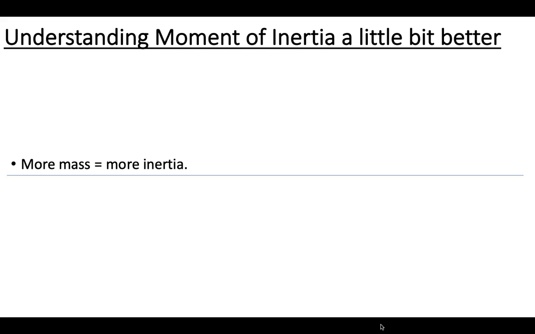Okay, I want to explain moment of inertia a little bit better. We talked about it a little bit last week. I didn't want to give you all the details at once because it's just weird. I know that when I was learning it, moment of inertia weirded me out. It's really not too bad though, and hopefully I can help make it a little more clear if it hasn't been clear for you already.